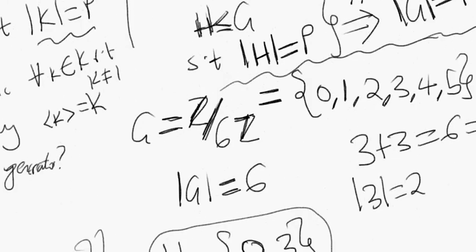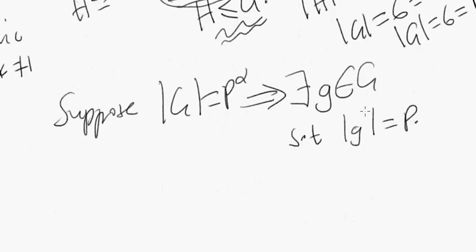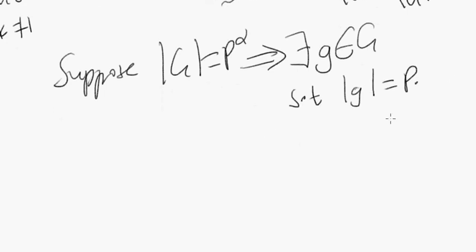Before, we were saying that if we have a group of order p to the alpha, then we have a subgroup of order p. But is it also true for elements? If we have a group of order p to the alpha, does it mean that we have an element of order p? Is there any way the theorem we proved before could help us to solve this problem? Or in what ways could we establish if this is true?